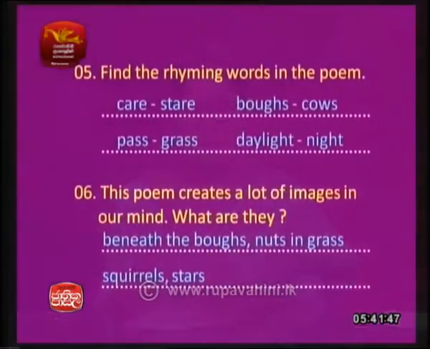This poem creates a lot of images in our mind. What are they? Images means imagery, the picture that we get inside our mind.